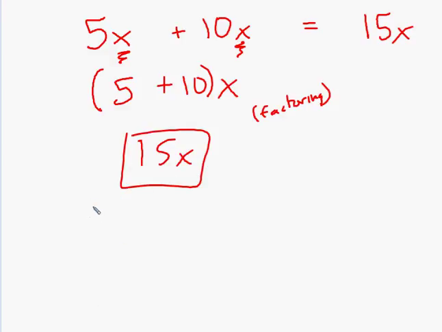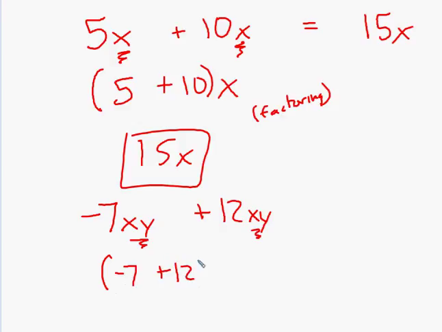Let's practice that one more time. Let's say I had negative 7xy plus 12xy. Notice what's common, xy and xy. So I can pull those out. So I just pull out the xy like that. Now I can do negative 7 plus 12, which is 5. So 5xy, and I'm done. So that's using the distributive property in reverse.